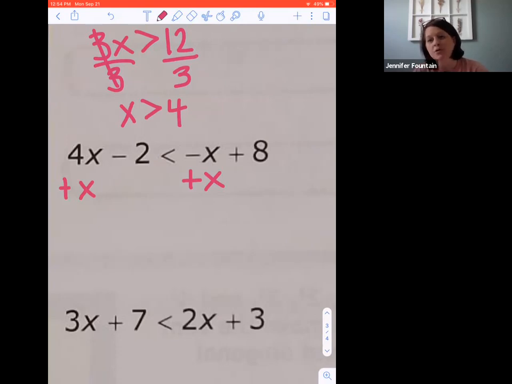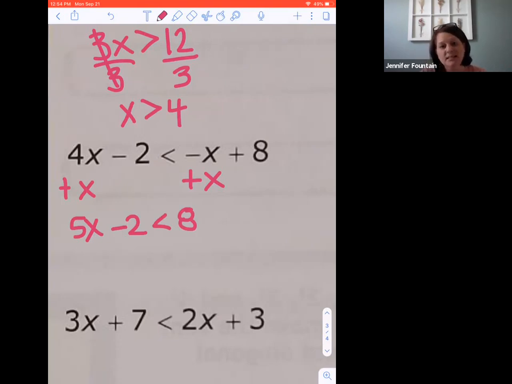Okay, I wouldn't want to put it underneath the 2 because I can't combine 2 and x. So I put it underneath the 4x because those are the terms that are like terms, and I'm going to combine those. So 4x plus x is 5x minus 2 is less than 8. So we moved our variable term first.